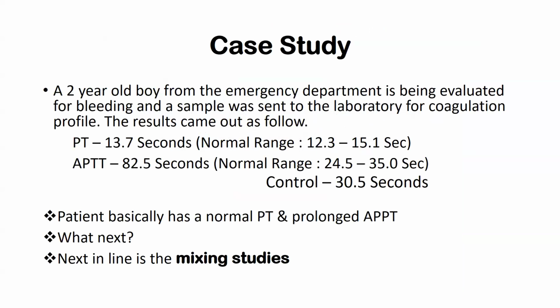I'll start with the case studies. This is a 2-year-old boy who came to the emergency department to be evaluated for bleeding, and a sample was sent to the laboratory for a coagulation profile. The results came as a PT of 13.7, which is normal, whereas the APTT was prolonged, 82.5. The normal range is between 24 to 35, with a control of 30. That shows it's really prolonged.